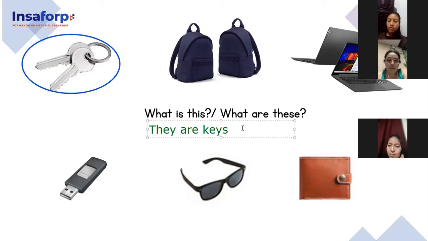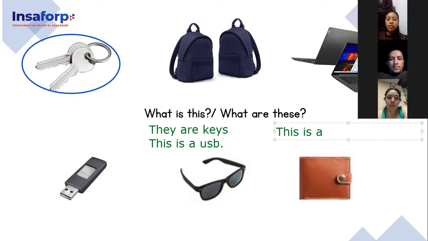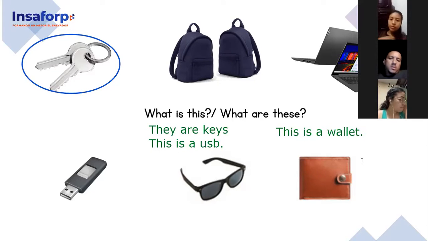Yes. But in the case, si fuera singular, this is a USB. Ahí sí, porque me dice una USB. Esta es una. A USB. This is a wallet. ¿No lleva una N esa A de USB? No. No, así está bien. Wallet, yes. A wallet. Miren, es una billetera. Pero cuando ya tengo plural, no le incluyo la letra.